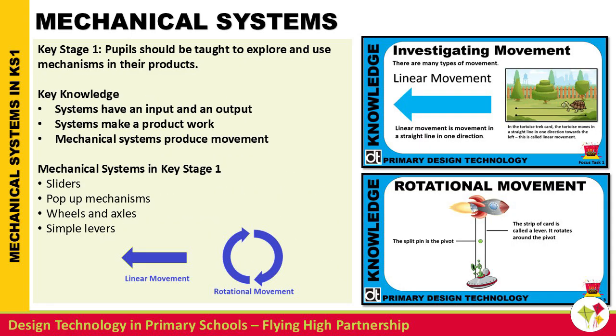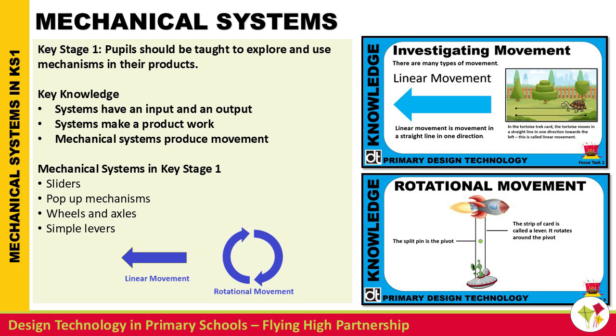When learning about mechanical systems in Key Stage 1, children begin their learning journey of understanding systems that will be developed further in Key Stage 2. Children are introduced to the idea that all systems have an input and an output, and that systems make a product work. In learning about mechanical systems, children will know and understand that a mechanical system produces movement, and that linear movement is movement in a straight line, and rotational movement is circular movement.